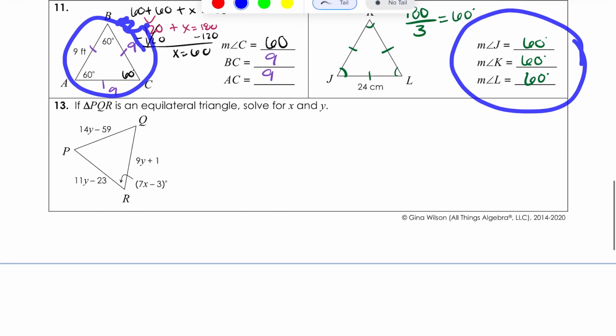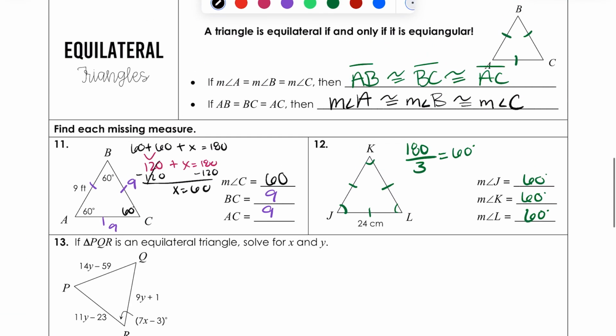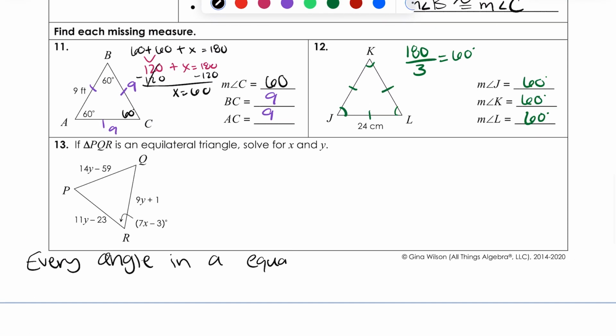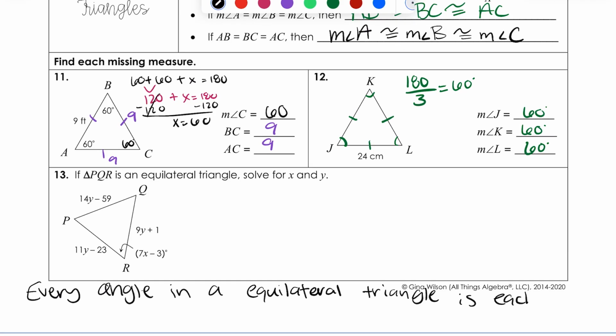And it's not a coincidence. Every angle, you better be writing this down, in an equilateral triangle. I spelled equilateral wrong, didn't I? That's embarrassing. Equilateral triangle. Every angle in it is each 60 degrees.